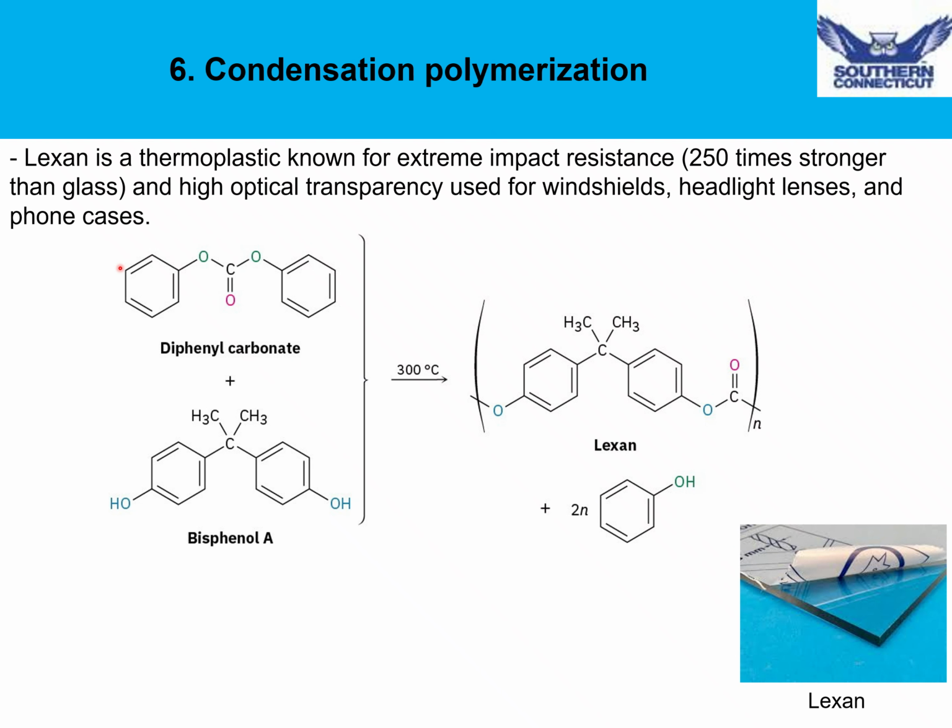Lexan is an example of a thermoplastic. It's essentially an impact-resistant glass, which is made by taking a compound called diphenyl carbonate, which has a carbonate functional group. It's essentially an ester, except that it has 2 alkoxy groups rather than just one. This functional group reacts with alcohol similar to esters, and so if you heat them up, you can make ester bonds and therefore make Lexan.